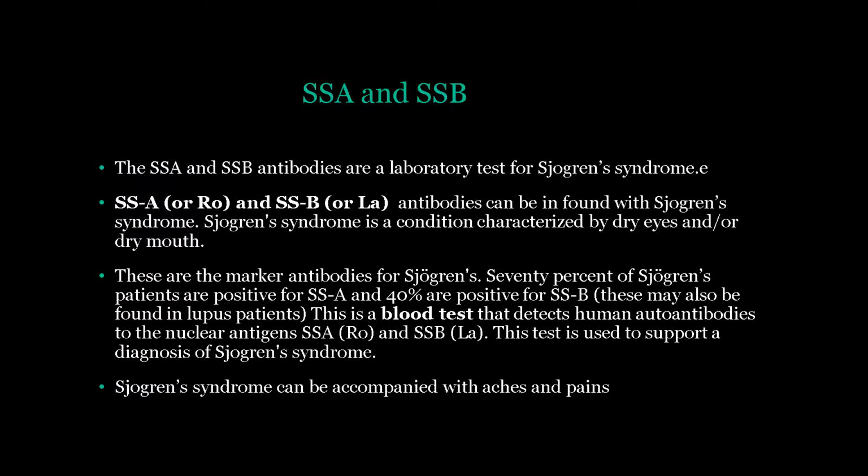The SSA and SSB are a laboratory test for Sjogren's syndrome. Sjogren's syndrome is a condition characterized by dry eyes and dry mouth. These are marker antibodies for the test. 70% of patients with Sjogren's are positive for the SSA or Ro, and 40% are positive for SSB. These tests may also be found in lupus. It's a blood test that detects human autoantibodies to nuclear antigens and is used to support a diagnosis of Sjogren's syndrome. Sjogren's syndrome can be associated with aches and pains.